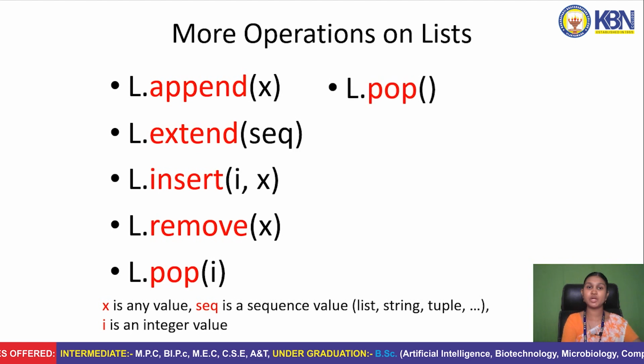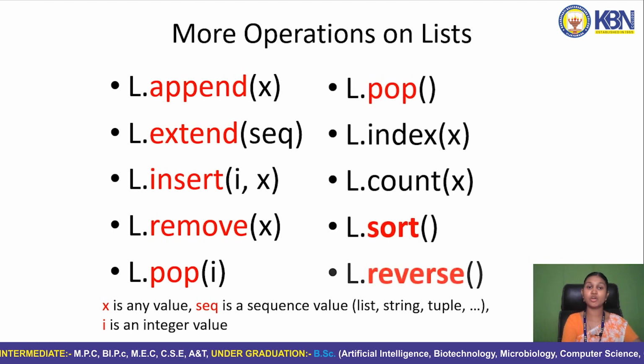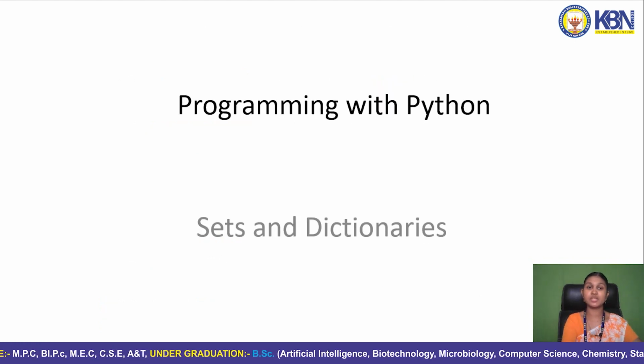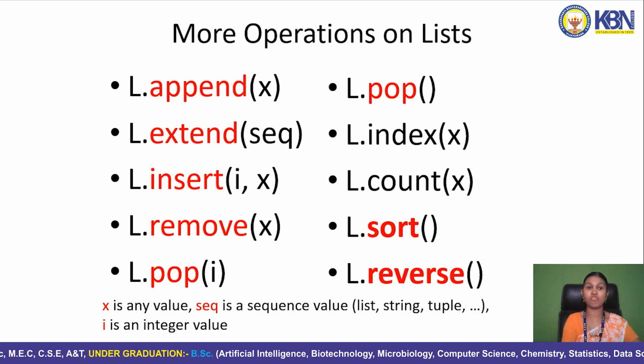More operations on the list. First, the append function means you are adding elements. Extend means you are extending the number of values. Insert means you insert at a particular position. Remove means you remove a value. The pop method deletes the last value. Index means you can delete a particular index value also.